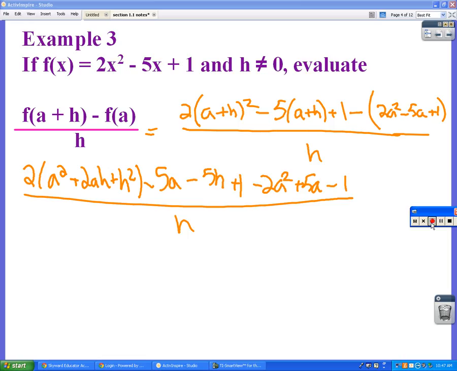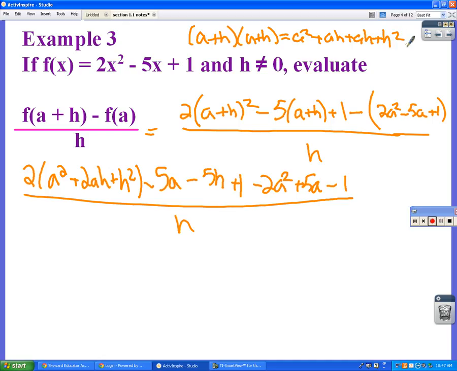I knew the first part. How did I do this part right here to get to that? I just FOILed it. I did it in my head. Okay. And then you're in the 2 here. So a squared plus a h plus a h plus h squared, and then these two combine to make 2a.